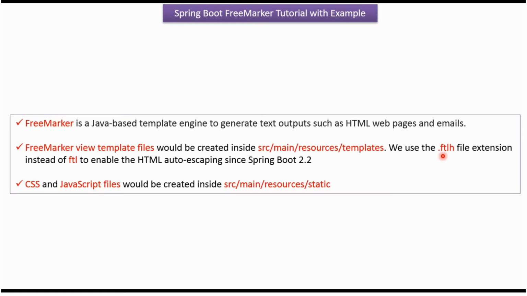And extension of FreeMarker view template file should be .ftlh in case of Spring Boot 2.2. And CSS and JavaScript files we have to place inside static folder of resources folder.